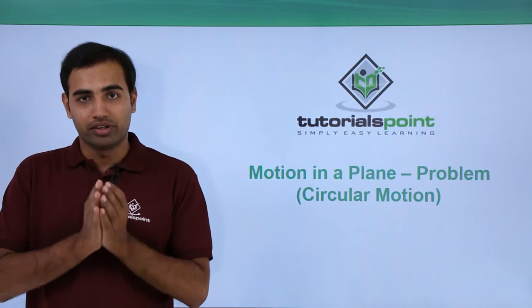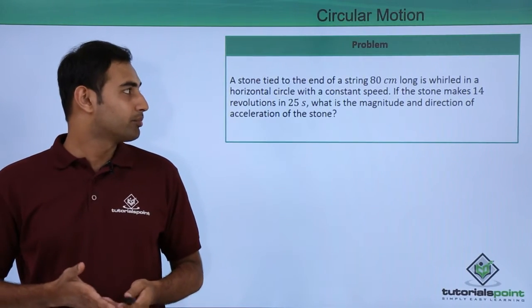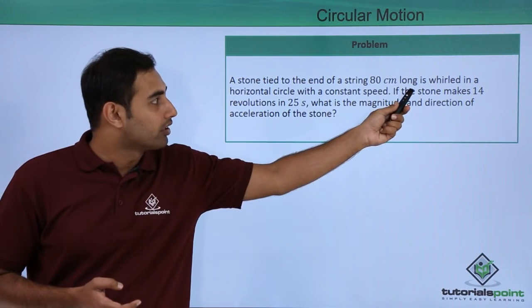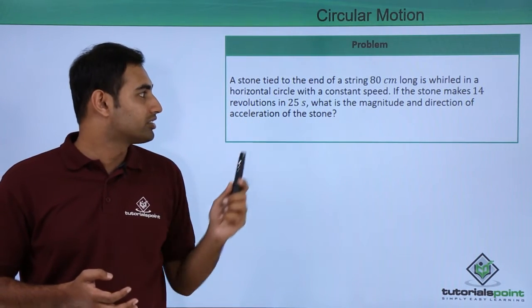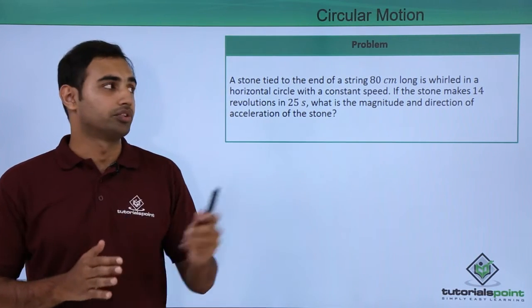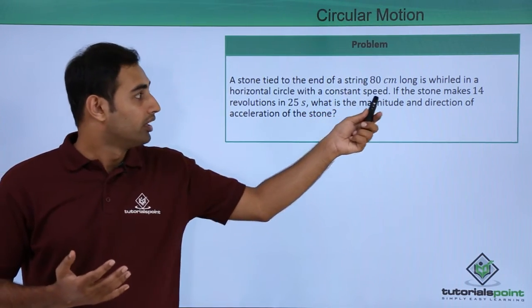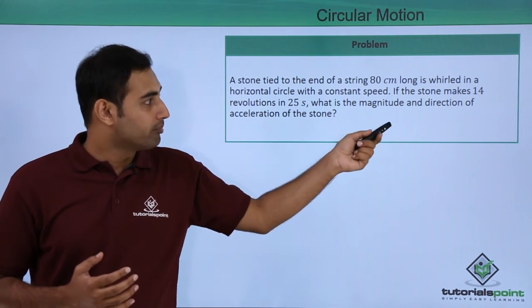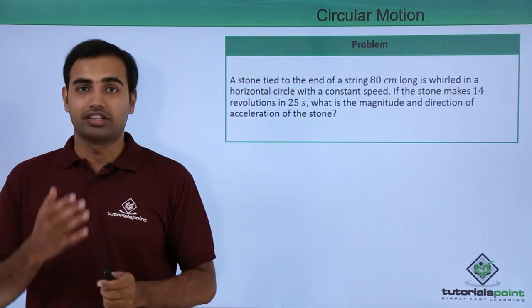Let's solve a problem on circular motion. Here the problem says, a stone is tied to the end of a string 80 centimeter long, is whirled in a horizontal circle with a constant speed. So we have a problem of uniform circular motion because the speed is constant. If the stone makes 14 revolutions in 25 seconds, what is the magnitude and direction of acceleration of the stone?